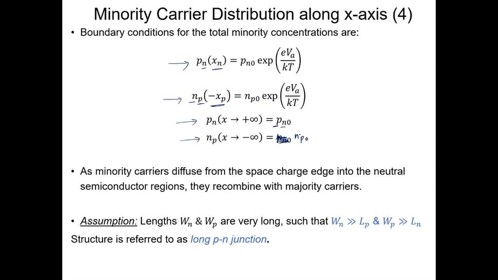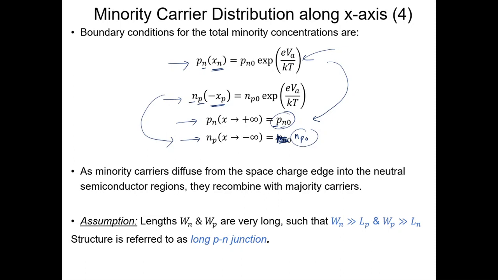So why does this, which is a high value at xn, translate to this at x equals infinity, and why does this translate to this? This happens because of the recombination present across the system, recombination with the majority carriers. The minority carriers are present in a region where there are many majority carriers, and they are going to recombine with those majority carriers, eventually reaching these thermal equilibrium concentrations of minority carriers as we go far and far from the space charge region.